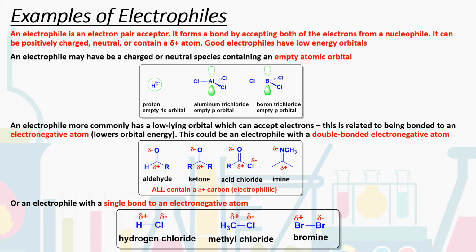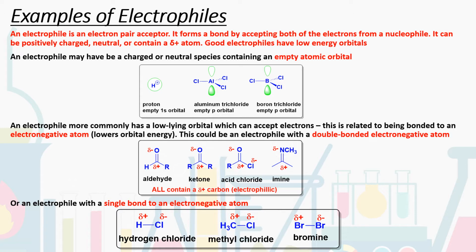However, there aren't many actual species in these kinds of reactions that have completely empty atomic orbitals. It's more commonly seen as having a low-lying orbital that can accept electrons. When we talk about having a low-lying orbital, what we really mean is it being bonded to an electronegative atom, and by doing that, it lowers the orbital energy. So this could be an electrophile that has a double-bonded electronegative atom, ones that you'll most likely have seen: an aldehyde, a ketone, an acid chloride.